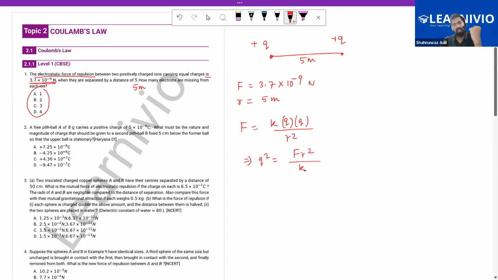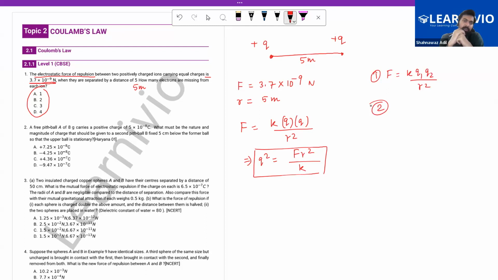And now, up to this point, what are the formulas that we have understood so far? This one we have used just now. What is the other formula that we have studied so far which can relate to this problem?